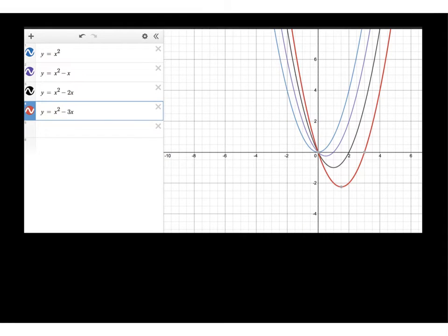So now let's look at the next part of the investigation. So we have a series of graphs here stacked together. Let's add in a little bit of labelling. So in blue we have y equals x squared. Now in purple, you can just about see that, we have y equals x squared minus x. The black graph is y equals x squared minus 2x, and the red graph y equals x squared minus 3x.